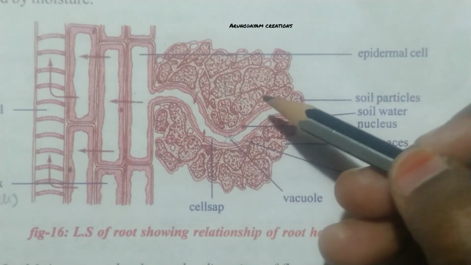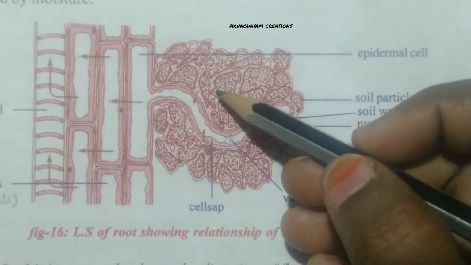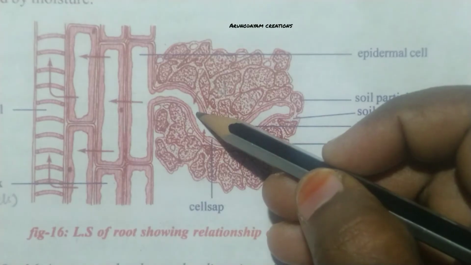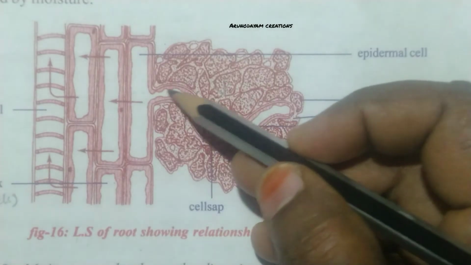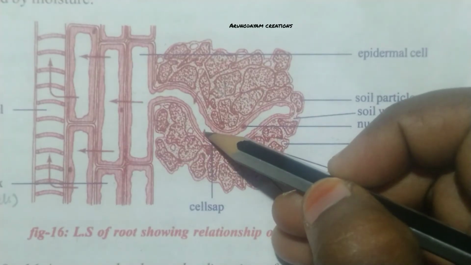So what happens by osmosis process? Water moves from low concentration to high concentration. That means from soil the water moves into root hair. Okay. Now this root hair has some concentration. It has more amount of water, less amounts of salts now.